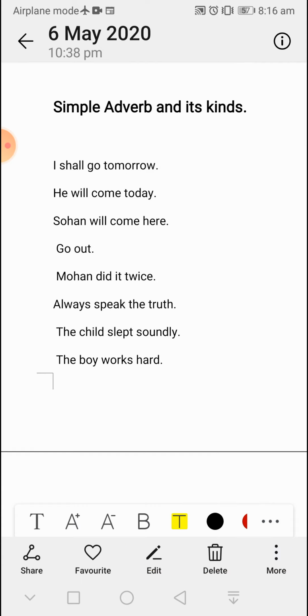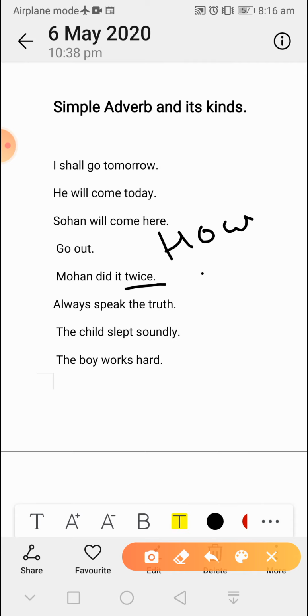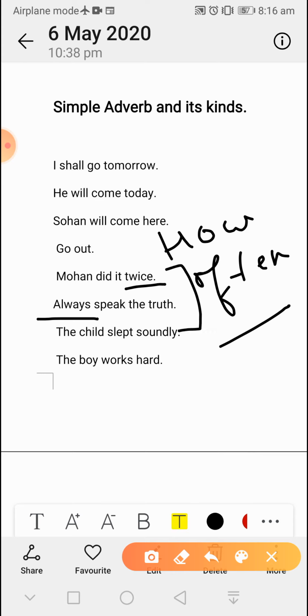Next, Mohan did it twice. How often? It gives us the answer of how often. Twice. Always speak the truth. How often? Always. So these are the adverbs of number.